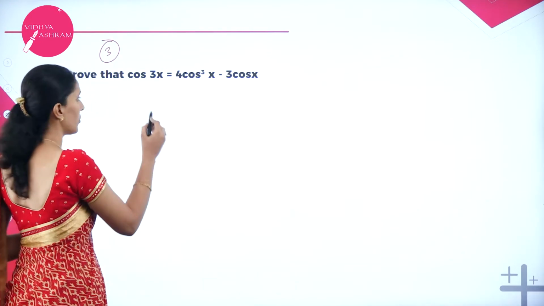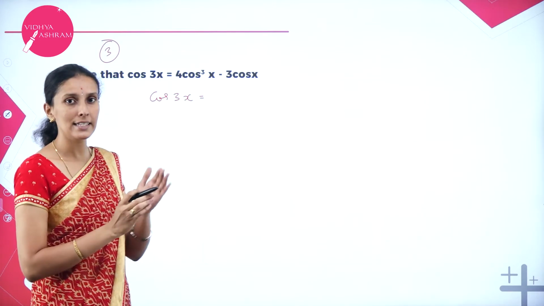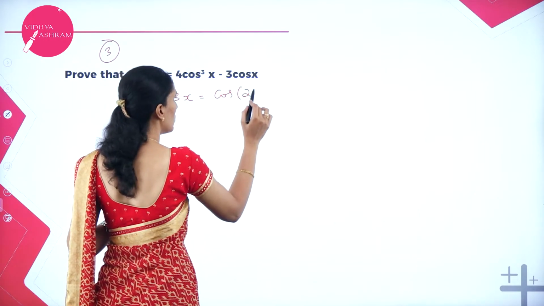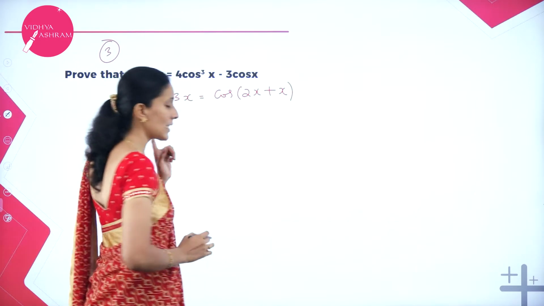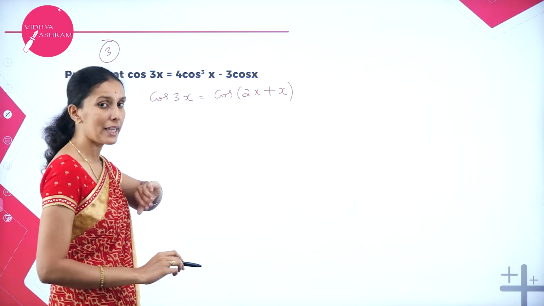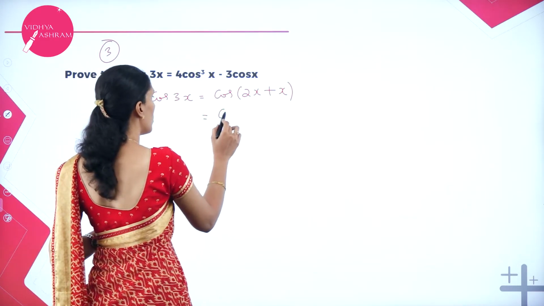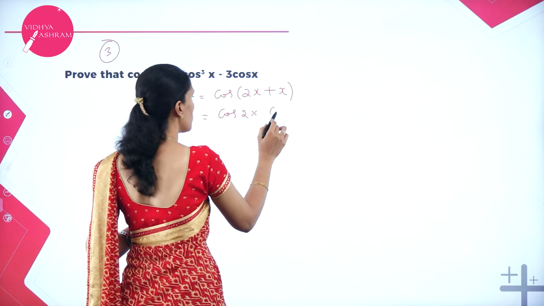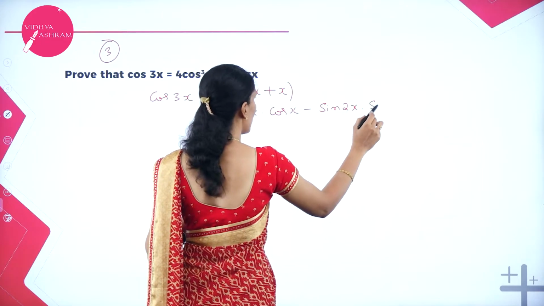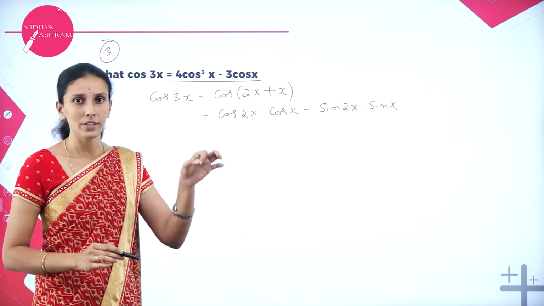Okay, I'll take cos 3x. Same application as sin 3x. What we did? Sin 3x as sin 2x plus x. So this is now cos of 2x plus x. Now this is in the form of the cos x plus y formula. Apply the formula of cos x plus y, where the x value is 2x, the y value is x. So this is nothing but cos 2x into cos x minus sin 2x into sin x. Now look at your RHS. All the terms are in cos function only.